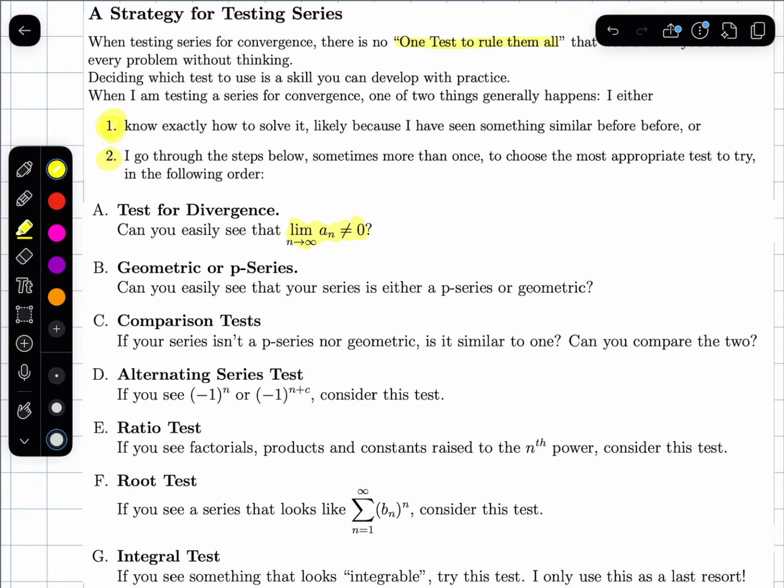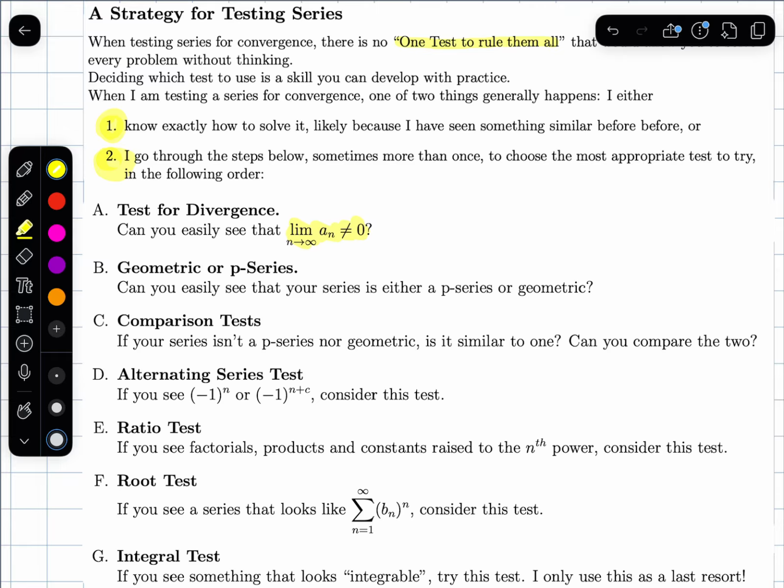If that's not the case, then I'll go to step B and think, is this geometric or is this a p-series? Even if I immediately see something that looks geometric, I'll think, if I'm already in step 2 here, that means I don't know exactly what to do yet. I will still think, does the limit look like it goes to 0? If I see that it's geometric or a p-series, then I'll try using those immediately recognizable tests. There's not a lot of work involved in these.